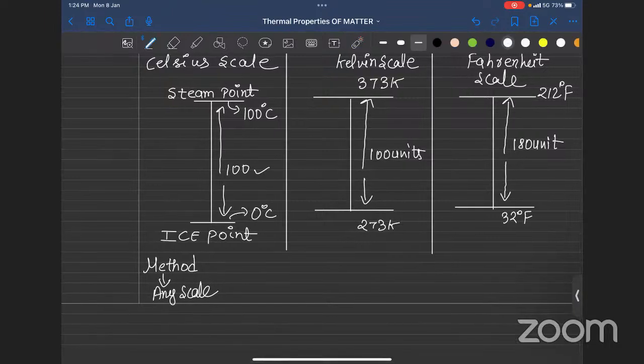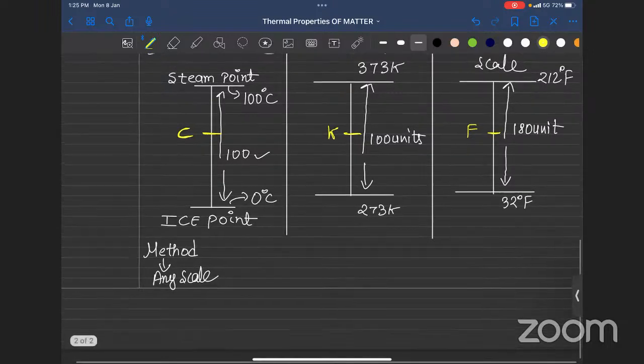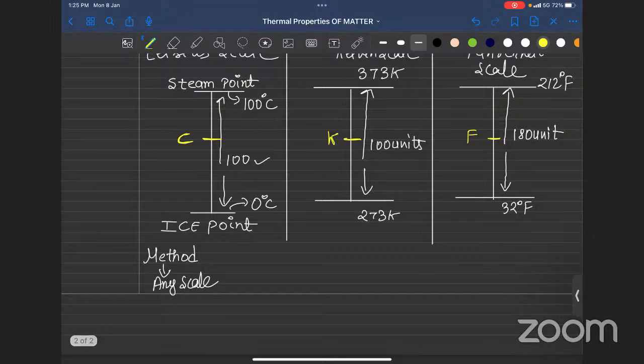Suppose I want to measure at this point. Let me use a different color for this. Let me mark here the temperature as some C degrees Celsius. For the same division on the Kelvin scale, it's K Kelvin, and on the Fahrenheit scale, it's F Fahrenheit. Done. So now let us apply the formula. What is the formula, what do you do?